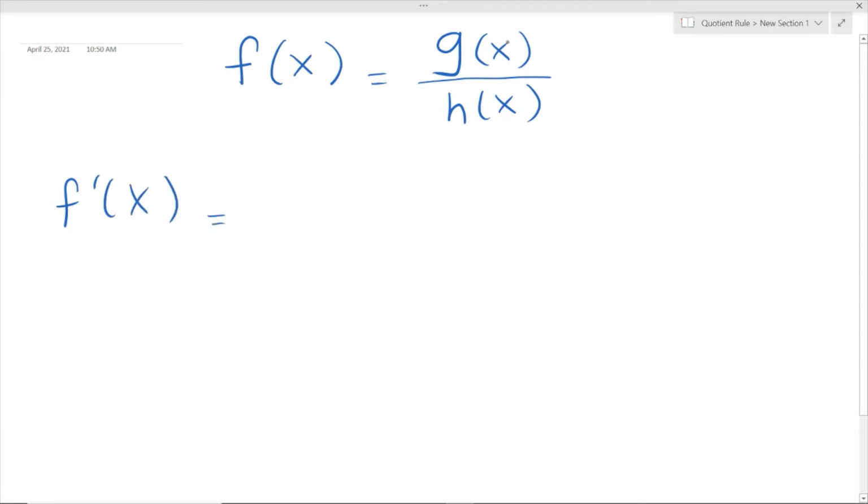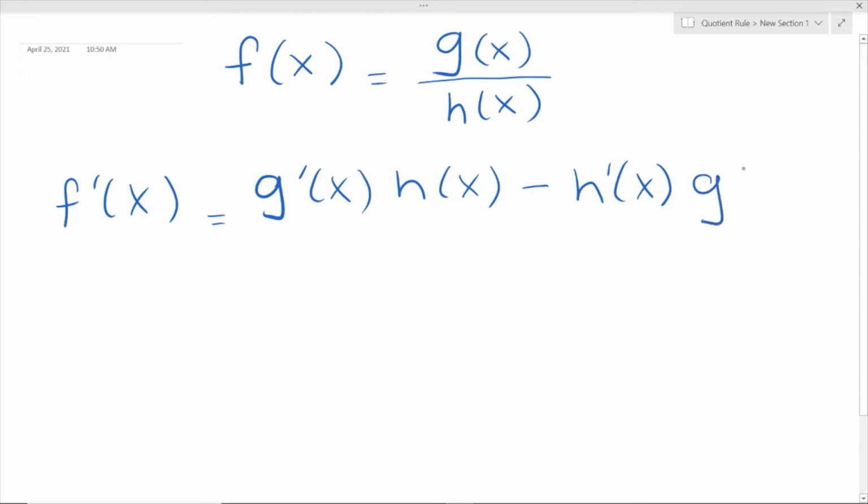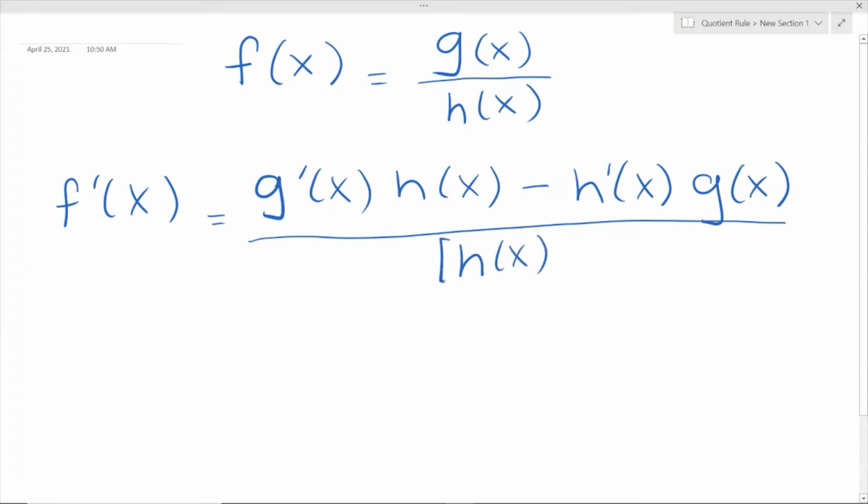So basically, we have to find the derivative of the numerator, and then multiply that by the denominator, and then subtract the derivative of the denominator times the numerator, and this is all over the square of the denominator. So we're going to square the denominator like that. And this is basically the derivative of a function of this form.